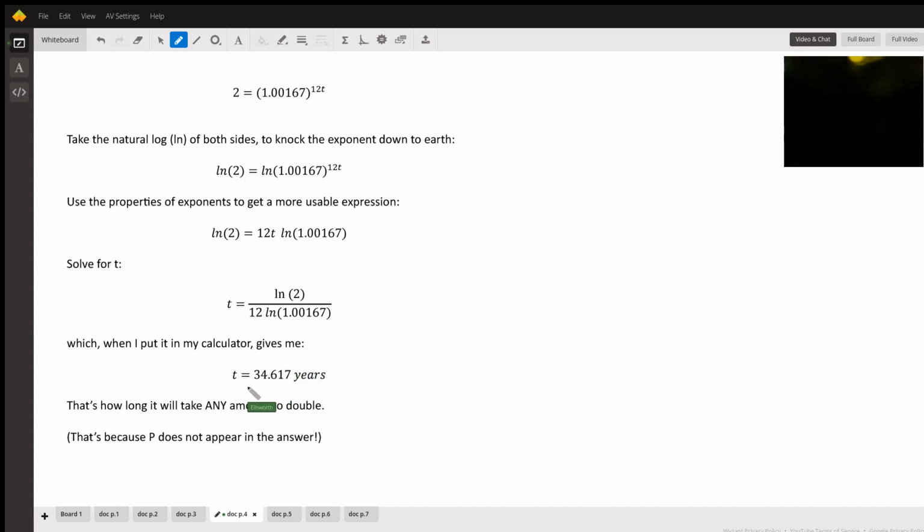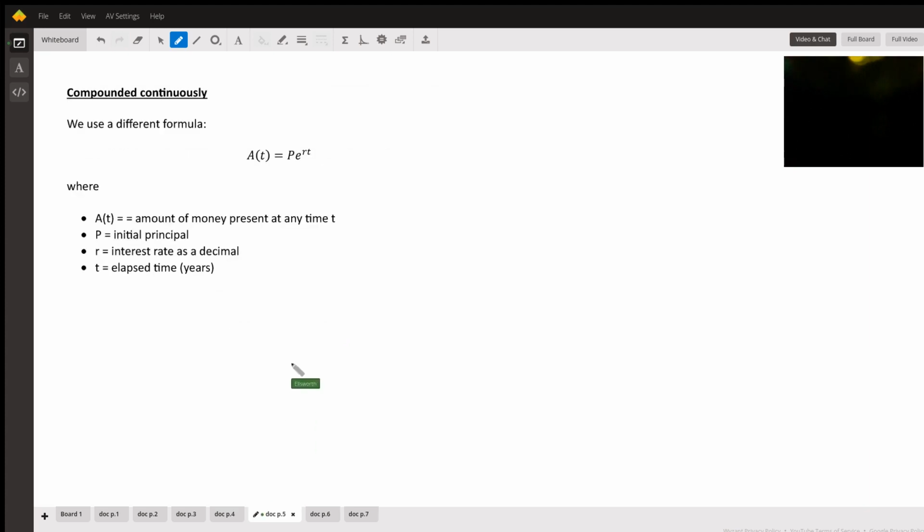You'll get a result of t is 34.617 years. That's how long it will take any amount of principal invested at 2% compounded monthly to double. So that's the answer involving logarithms, and this part involving approximations.